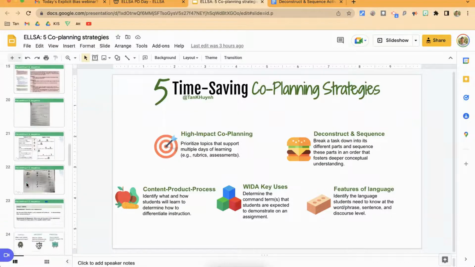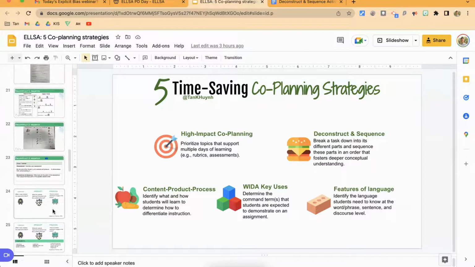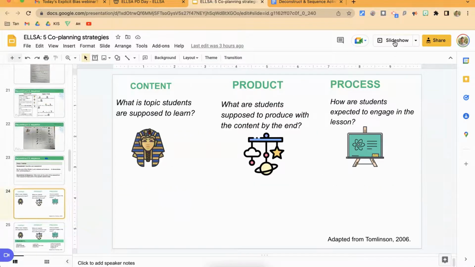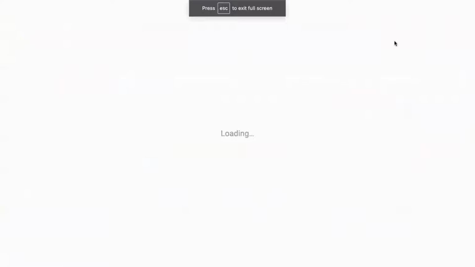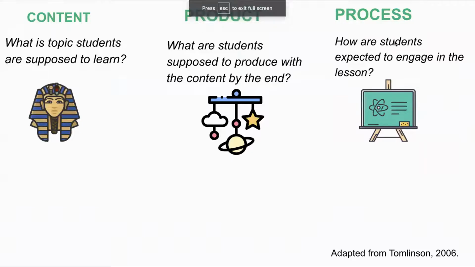The next thing I want to share is called content, process, and product. This comes from Dr. Carol Ann Tomlinson. I love her. She uses it as a way of differentiating, but what I do actually is I use this as a structure for planning. I sit with teachers and I say, tell me the content you want students to learn. Tell me what students are going to be producing by the end. And then how are they doing this?